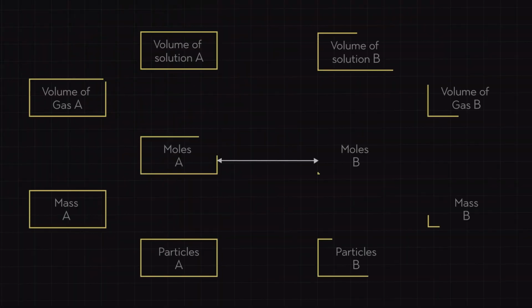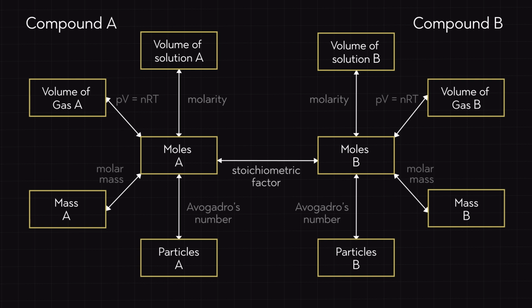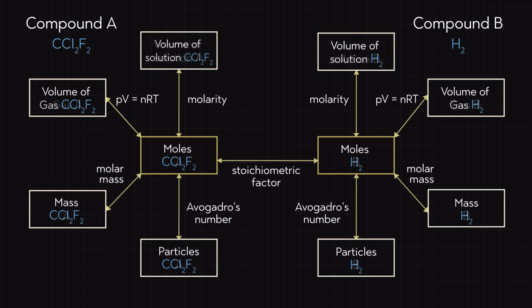Let's take a look at a roadmap for our calculation and then pick a route to get our answer. So notice there is a side for compound A and a side for compound B. A is the chemical that we have information about. In this case, the dichloro-difluoromethane. Compound B is the chemical that we are trying to work something out for, and in this case, the hydrogen gas. See how the two sides are linked in the middle between the two mole boxes?